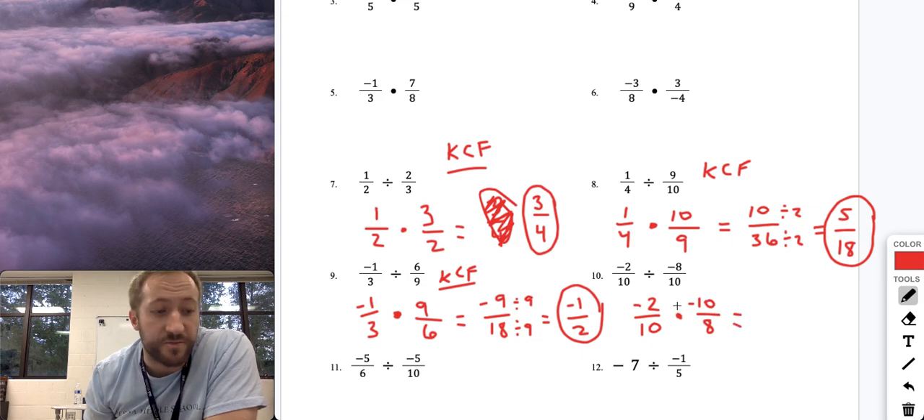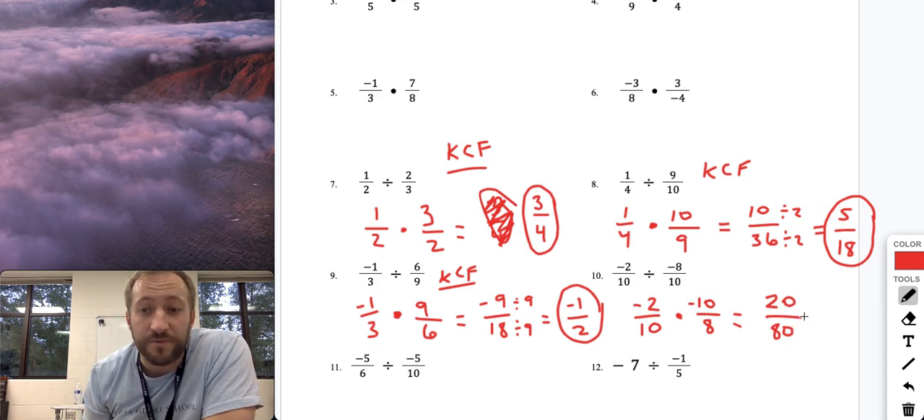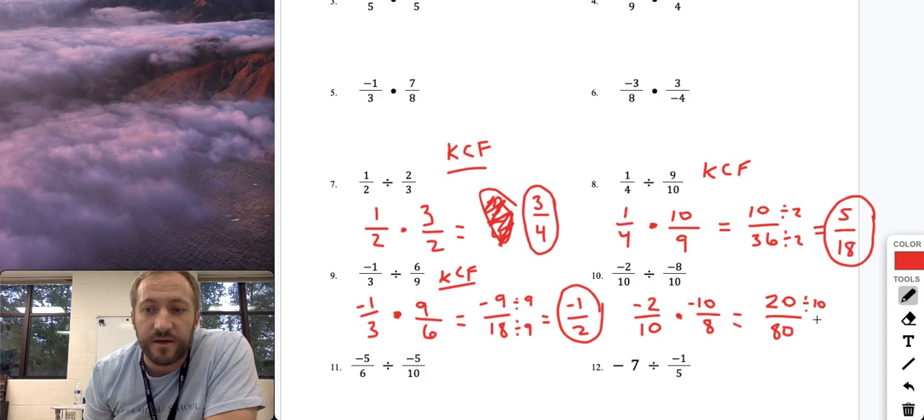So, this is just a multiplication problem. Negative 2 times negative 10 gives me positive 20. 10 times 8 gives me 80. And now, if you can't tell that 20 is the GCF here, that's totally cool. Maybe you can just tell that 10 is the GCF. Like 10 is a factor of both of these. If I don't think that it's 20, I could take it step by step. What if I just thought it was 10? Let's see what happens.